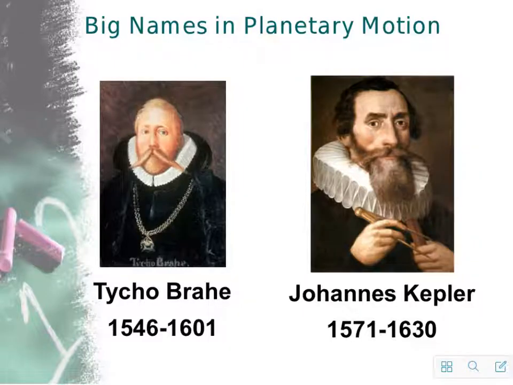I want to give you a little bit of background information about how we came to learn about the motion of planets and things in the solar system. Well, there are two big names. First of all, the guy on the left, his name was Tycho Brahe, and you can tell he lived in the middle of the 16th century, or late in the 16th century.